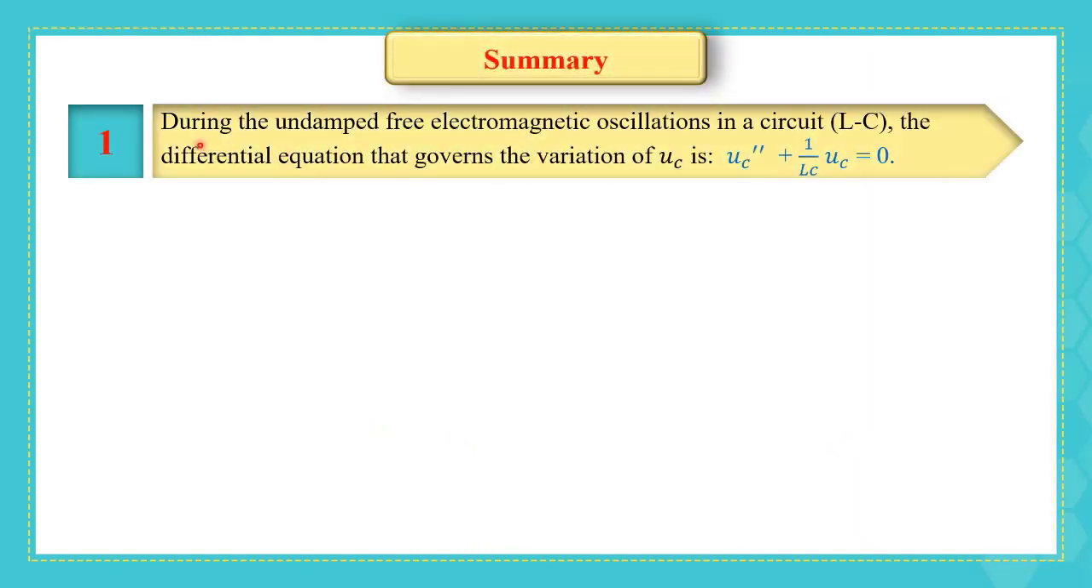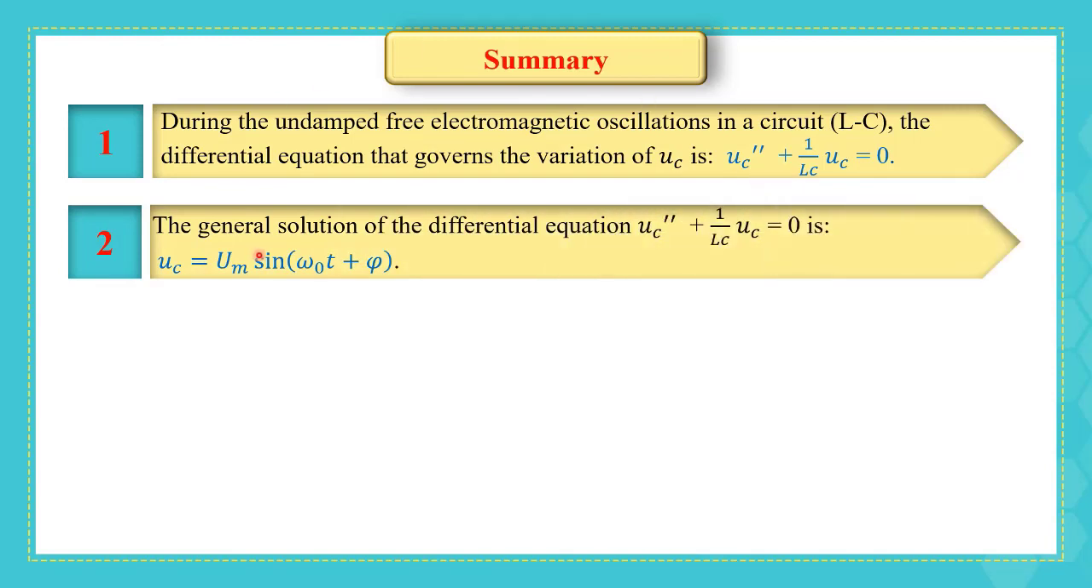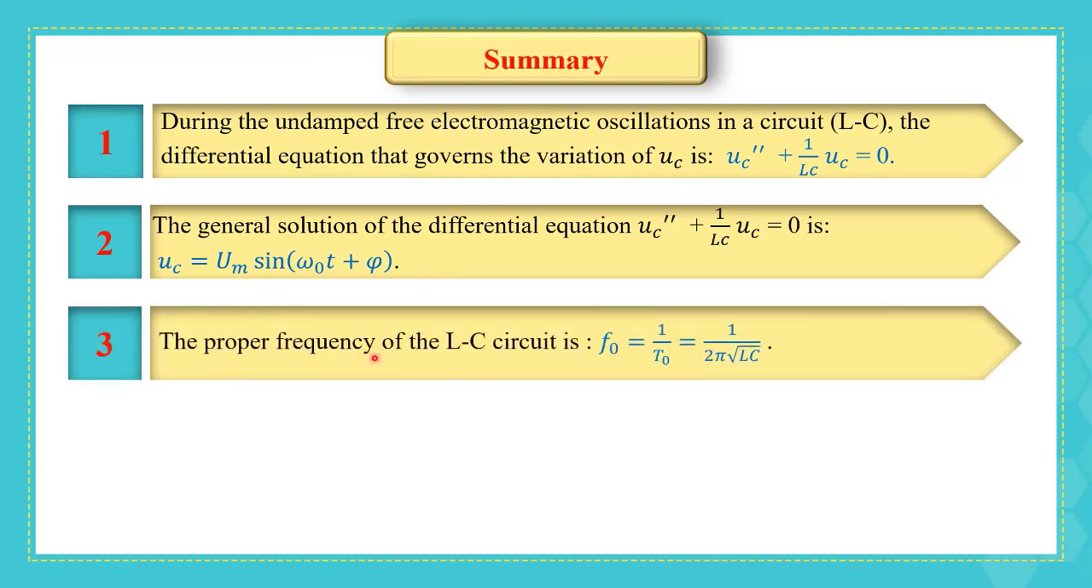Now, as a summary, during the undamped free electromagnetic oscillations in a circuit LC, the differential equation that governs the variation of UC is UC double prime plus 1 over LC UC equals 0. The general solution of the differential equation is UC equal U maximum sine(omega 0 t plus phi), and the proper frequency of the LC circuit is f0 equal 1 over T0 equal 1 over 2 pi radical LC.